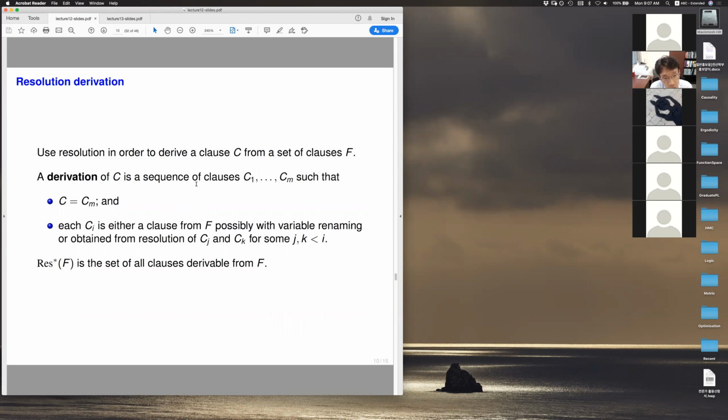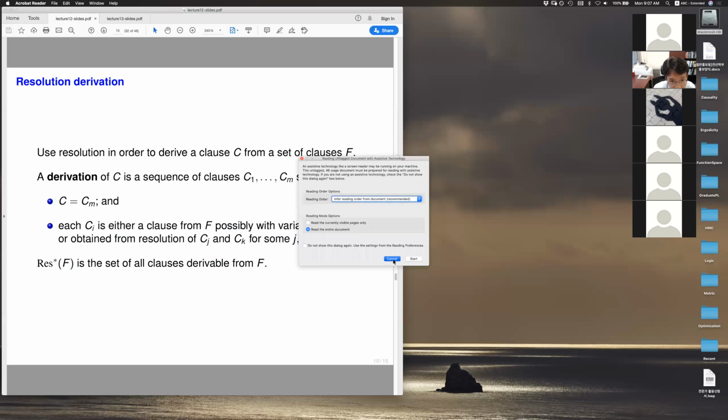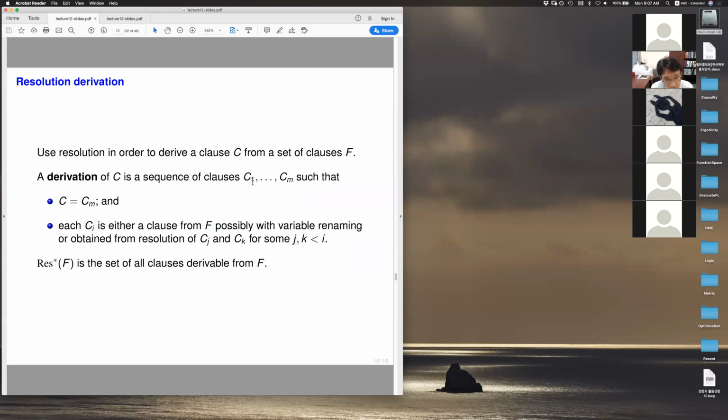Derivation of C from a sequence of clauses C1 up to Cm is nothing but a sequence of clauses C1 up to Cm, such that the last one in the sequence should be the same as what we are deriving, so C. And then each one is either coming from an assumption, or it should be derived from two previous clauses using this resolution proof rule. In other words, Ci should be a first-order resolvent from the two previous clauses in the sequence. So the first case says Ci is a clause from F with possibly variable renaming, or it's a resolvent of Cj and Ck, where Cj and Ck should appear before Ci.